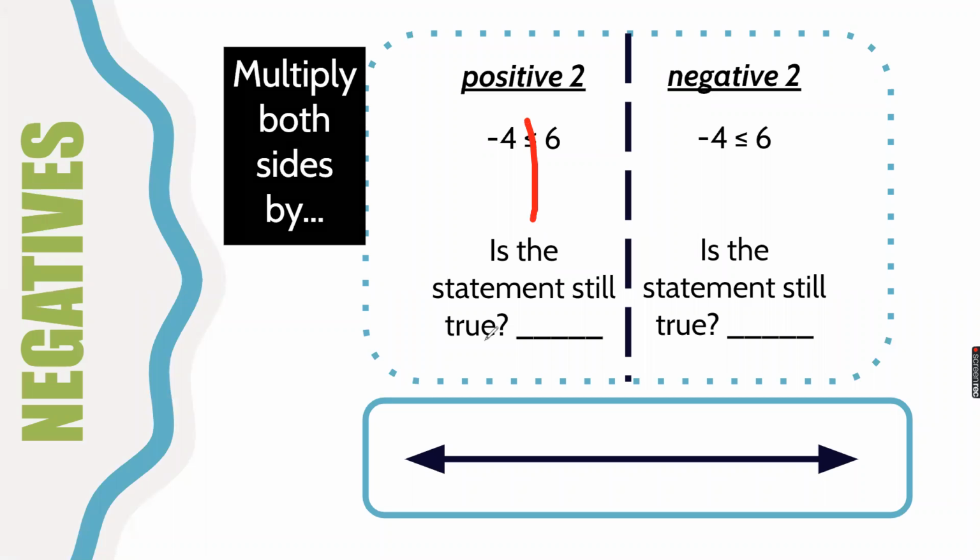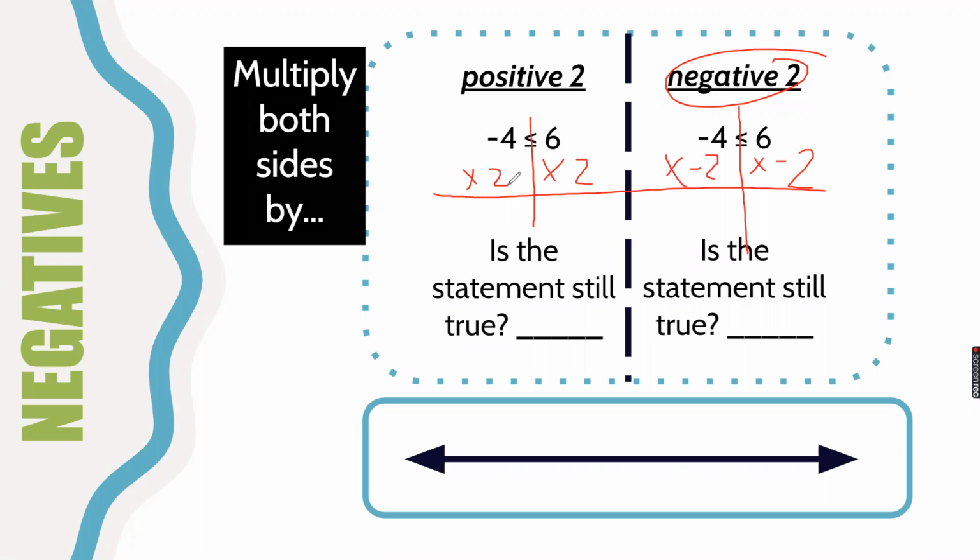So, ooh, that's very thick. I'm separating that, and it says multiply by a positive 2. So we're going to multiply by a positive 2. On this side, it's a negative 2. So we're multiplying by a negative 2. Let's see what that equals. So negative 4 times 2 is going to be a negative 8. And then that is less than or equal to 6 times 2, which is a positive 12.